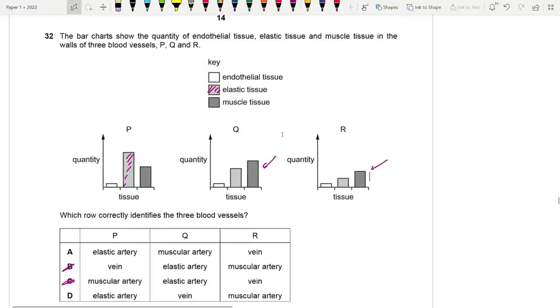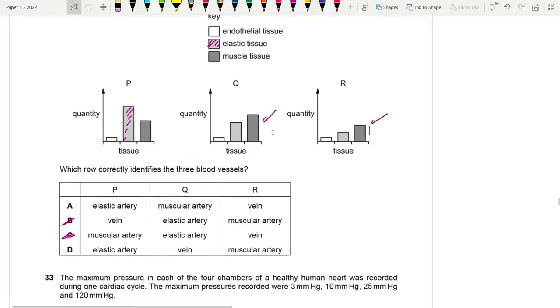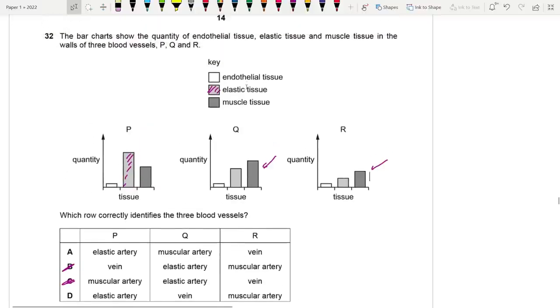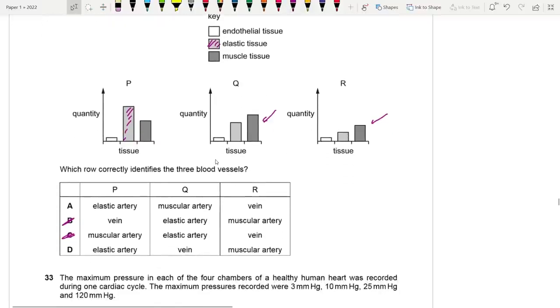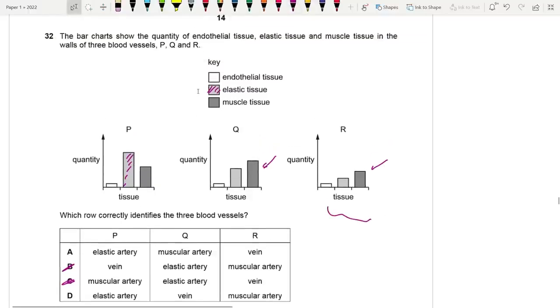So what's the difference between Q and R? Both have high muscle tissue, but Q has higher elastic tissue as well. And endothelial tissue is just a single layer. So Q is the better fit, right? Q is the better fit, and R doesn't have such a thick tunica intima, media, and externa. So 32A is the best answer.